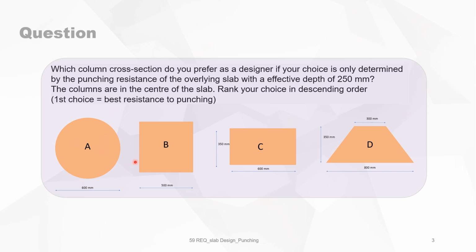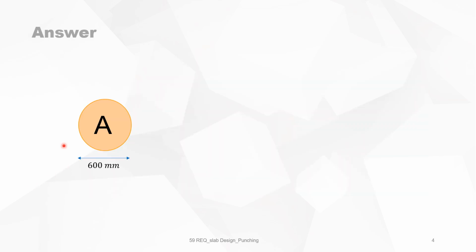So as a designer, you can choose between 4 cases. Which of them is the best concerning the punching resistance? First start with column A. It's a diameter of 600 millimeter. The design value of the imposed shear stress is given by this formula. It is the total shear force divided by the critical surface.